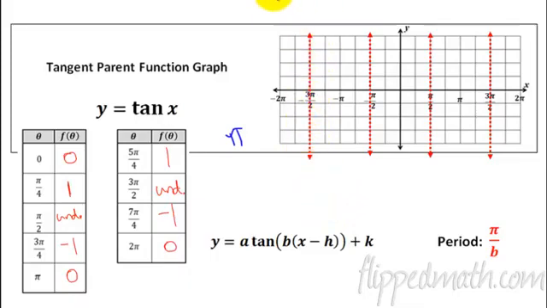All right, next, let's plot some points. So I've got 0, 0, and I have pi over 4 and 1, and then let's keep going here. I have undefined, so that's my vertical asymptote, 3 pi over 4 and negative 1, pi 0, 5 pi over 4, 1, and then you continue the pattern.